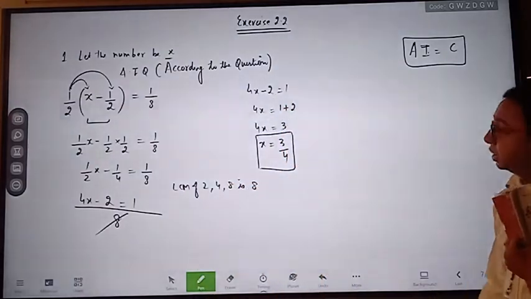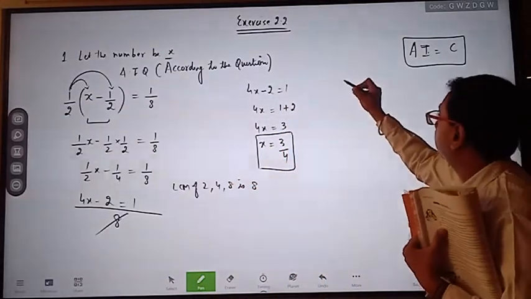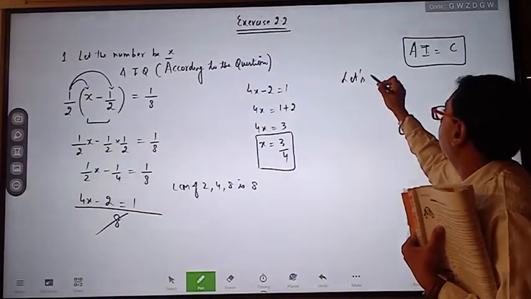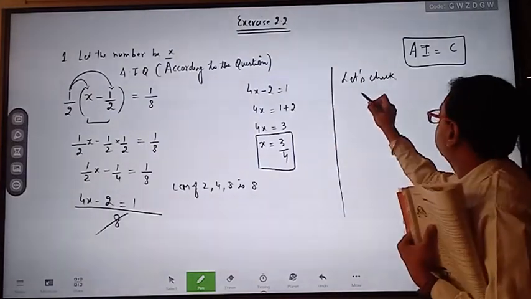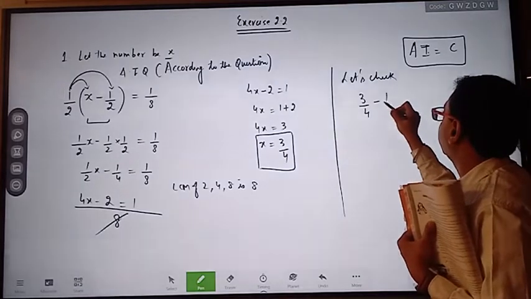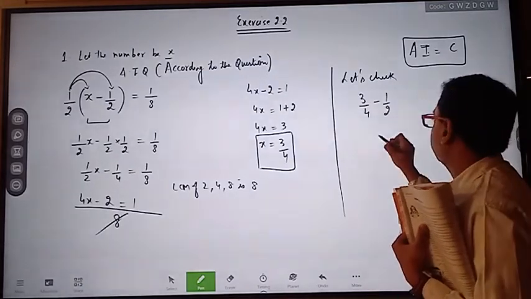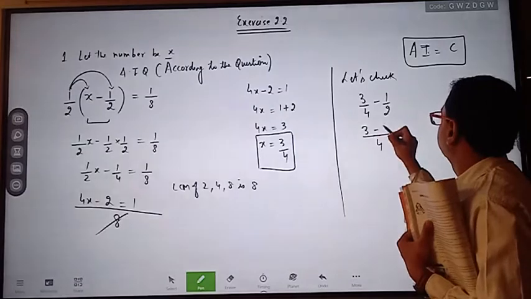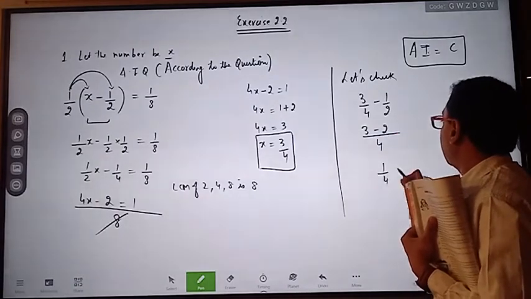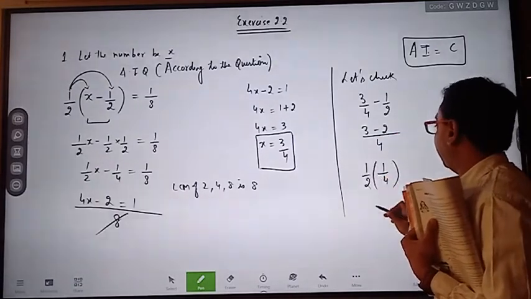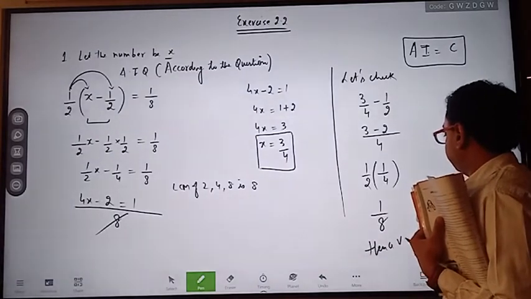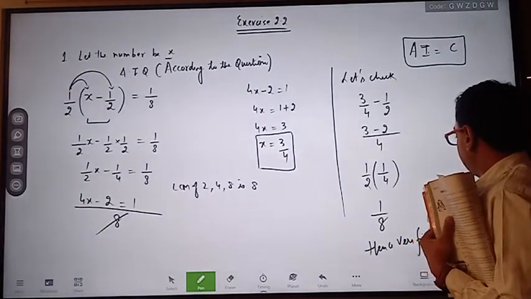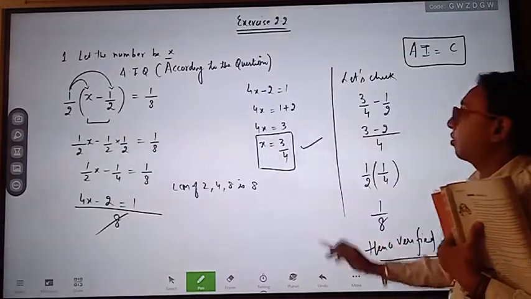Clearly. Now let us check. If the number is 3 by 4, let us subtract half from this number. We'll be getting 1 by 4. Multiply the result with 1 by 2. Are we getting 1 by 8? Yes. Hence, verified. It means our answer is correct.